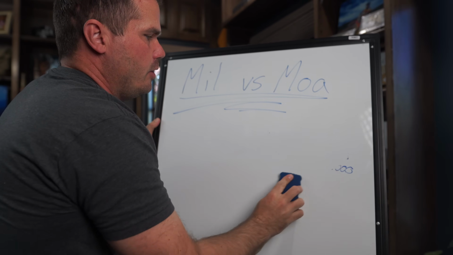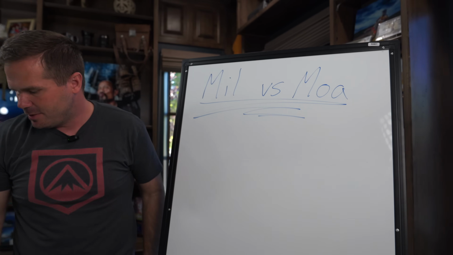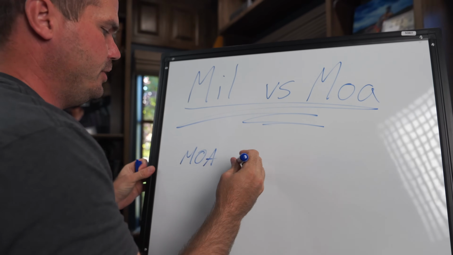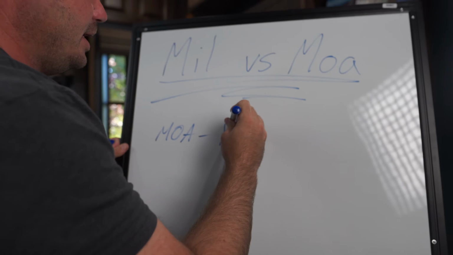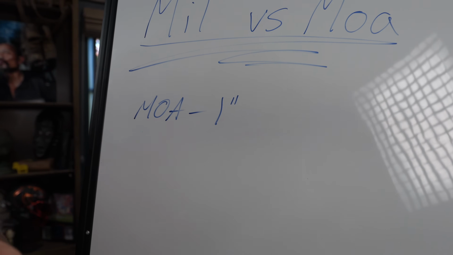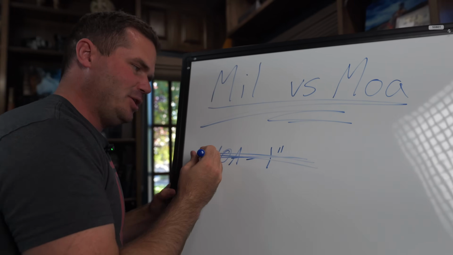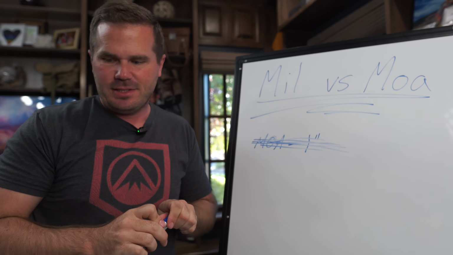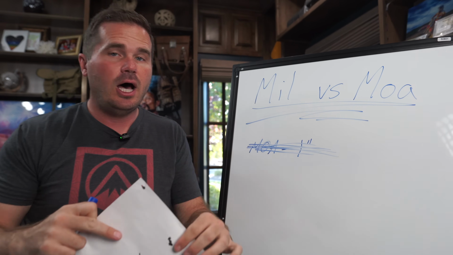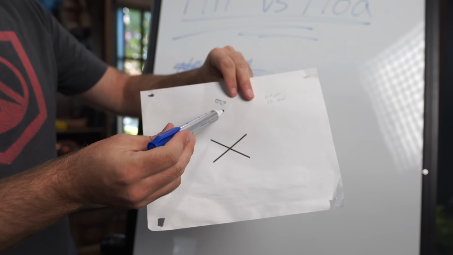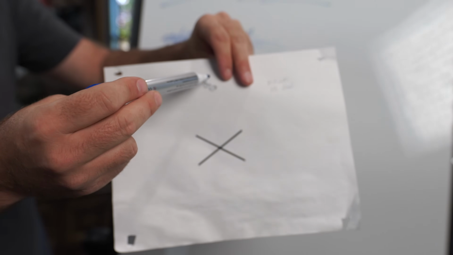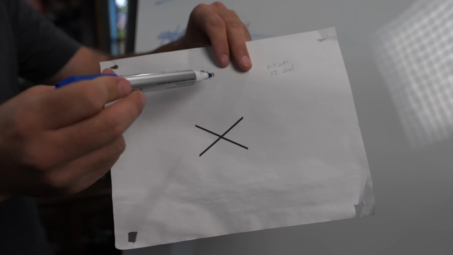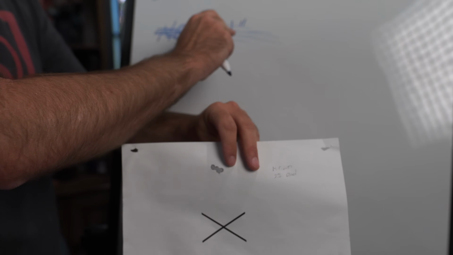All right. The first thing you're going to hear when you just talk to somebody is they're going to say, pick MOA if you're in the United States, because it's the same thing as 1 inch. False, false, false, could not be more false. Now, the reason that this happens is if we shoot at 100 yards, 1 MOA tall is 1.047 inches. So roughly 1 MOA is close to an inch, but only at 100 yards, right?